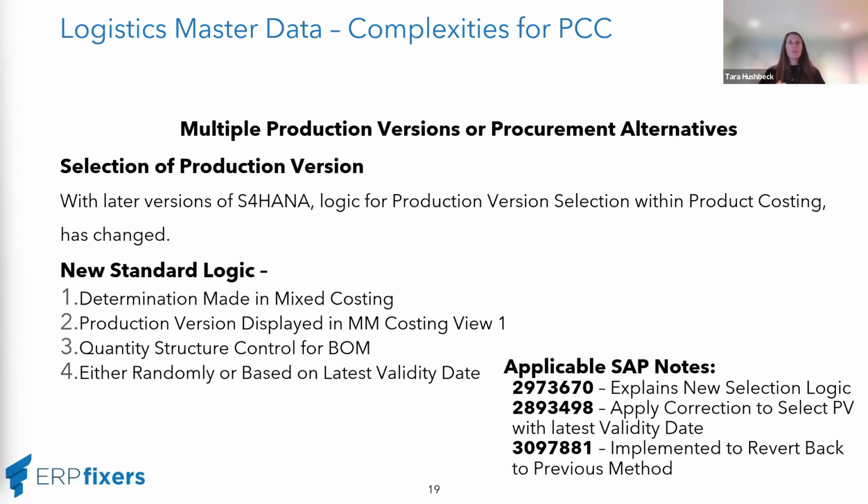And well, let me rephrase that. Depending on your system, there's a list of applicable SAP notes here in the corner to help you determine how your system is picking, because SAP changed this logic to be based on latest validity date. Some customers didn't like that, so they've now put out a different note where you can change it back. So instead of latest validity date, it's going to go alphanumeric.